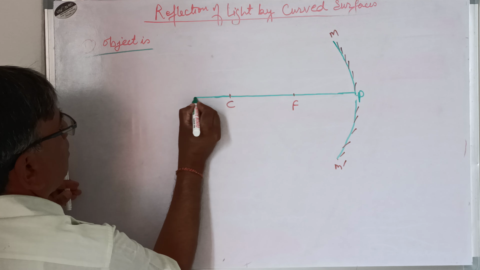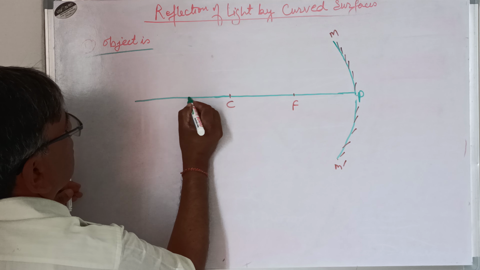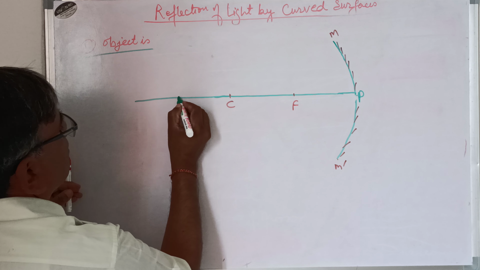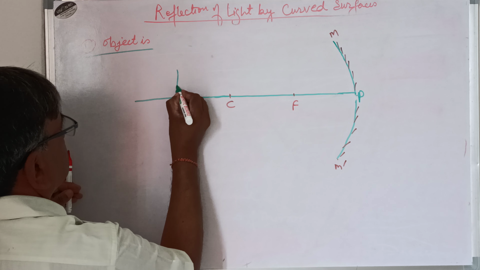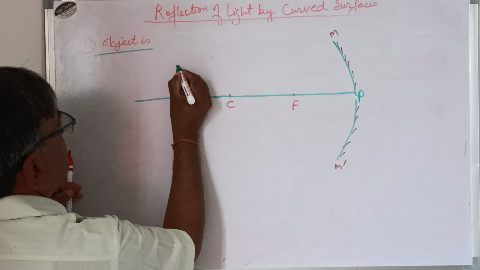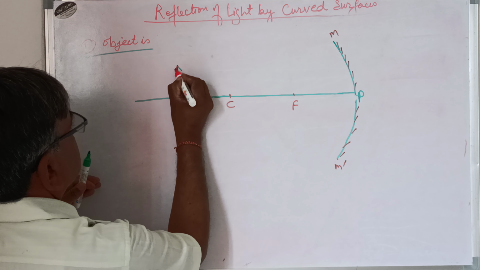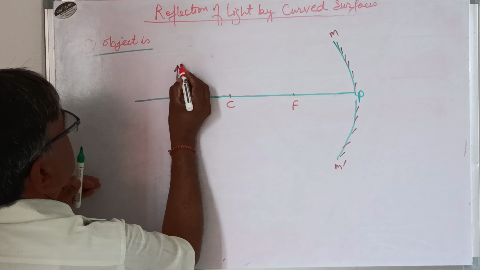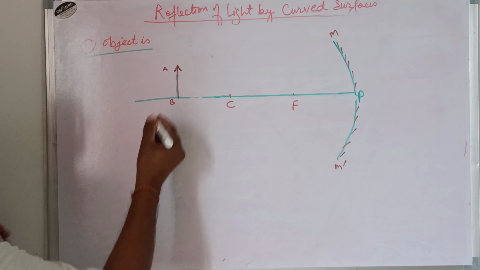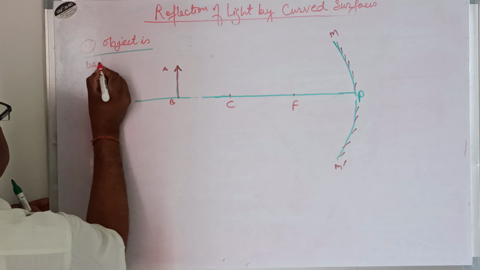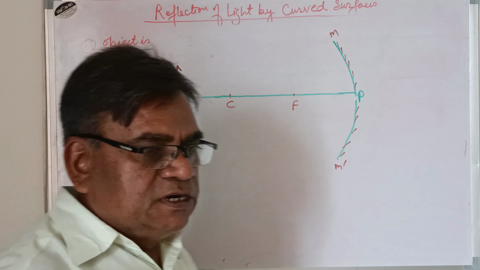And if we have to put an object beyond C in this direction somewhere, let it be put here. Let this be the object. Let us give this a different color, this is point A of the object. The object is beyond C, beyond center of curvature.